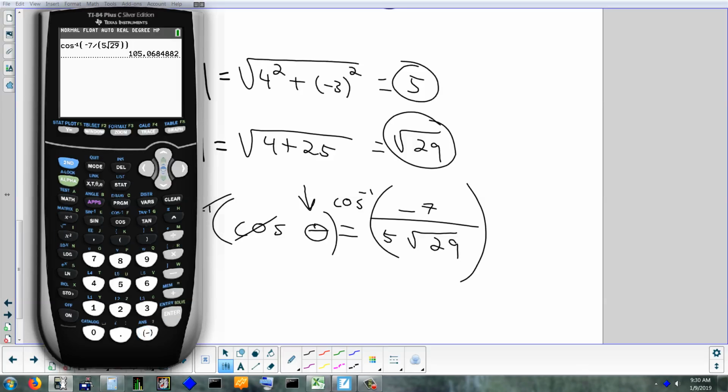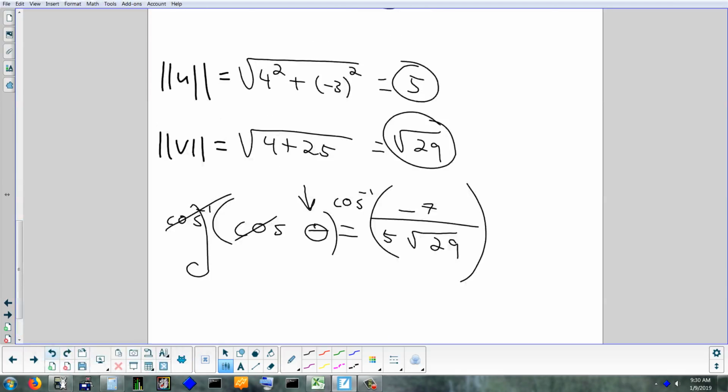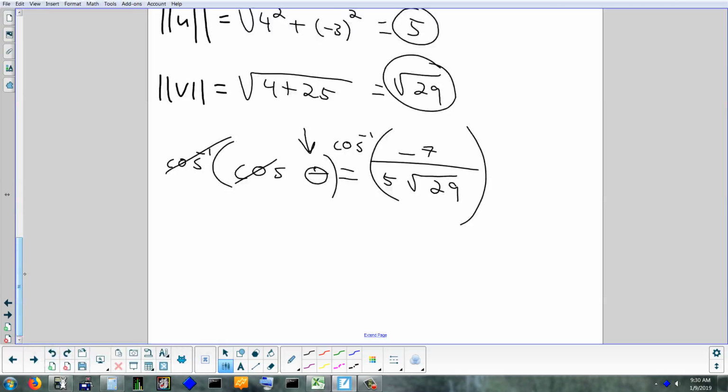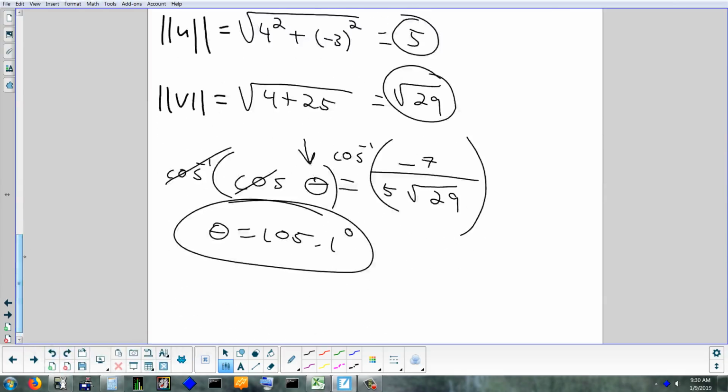I didn't draw it perfect, but we thought it was kind of close to 90. That's a little bigger than 90, not a lot, but a little bit. So it should be about 105.0. Oh yeah, we could say 105.1. So that's how you find the angle between two vectors: 105.1 degrees. Any questions on that one?